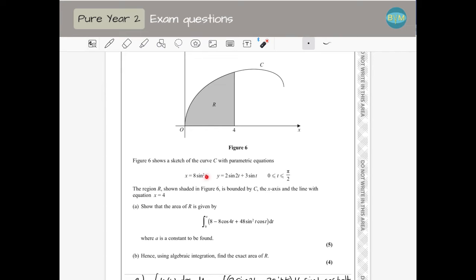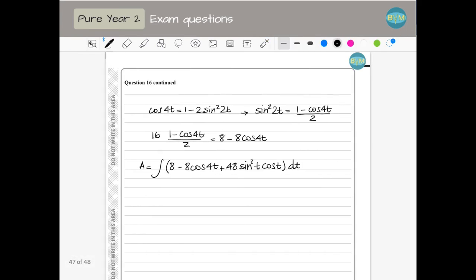So we need to find what t is when x is 0 and when x is 4. When x is 0, we have 8 sine squared t is 0. This is x, yeah? Which means sine t is 0, so t is 0.